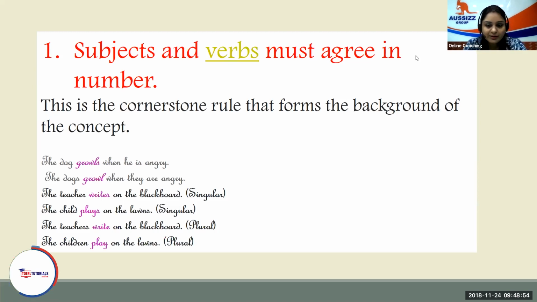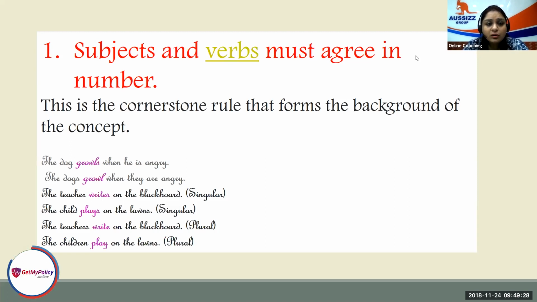So you just have to understand that if you add s or es to a noun, it becomes plural, but if you add s or es to a verb, it becomes singular. All the verbs you can see, is, has, was, having s, and similarly depends having s. All the verbs which have s in their structure are singular. So this is the cornerstone rule that forms the background.